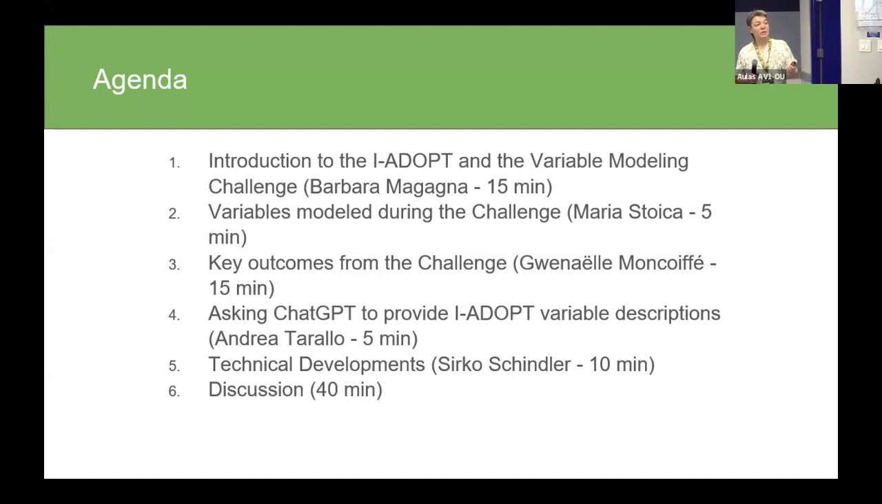Then Maria Stoica, who is also a co-chair, will take 5 minutes to present the variables modeled during the challenge, which is going to be a challenge itself. And then myself will give an overview of some of the key outcomes from the challenge, but it's really the beginning of what we need to analyze of what comes out of the challenge. And Andrea Tarallo will take 5 minutes to talk about what he did with ChatGPT to provide IADOPT variable descriptions, very interesting work. Sirko will also present a very interesting work about technical development done related to the IADOPT framework. And we will have 40 minutes left for discussion.